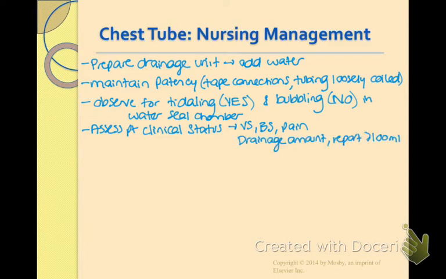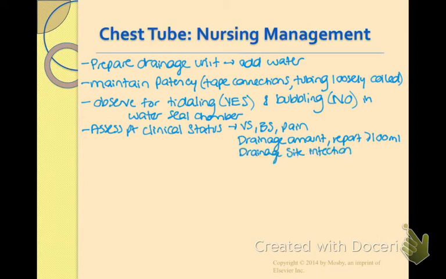The drainage amount. It's really important that if a patient is draining more than 100 mLs an hour, that we report, because they are at risk for developing a hypovolemic shock, whether it's from a loss of a large amount of fluids, or they might be bleeding in their cavity. So if they're putting out more than 100 cc's an hour, that is significant and needs to be reported.